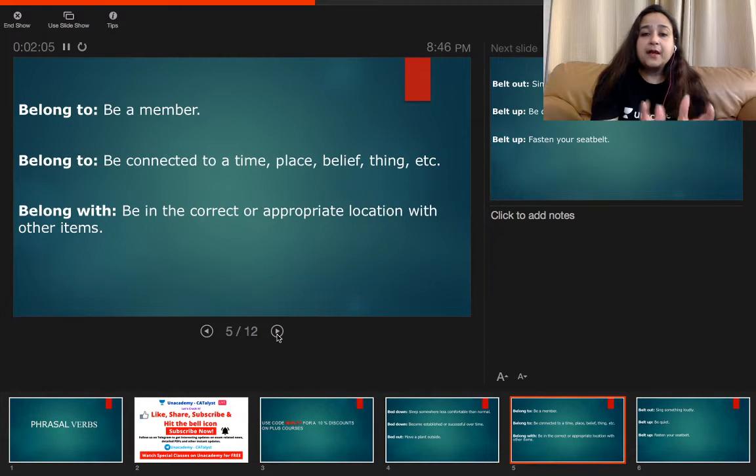Okay. Then belong with basically means that these things have to be kept together. So you say that the pen belongs with the eraser and the sharpener. You want to put those things together. The cookery items belong with the other utensils in the kitchen. It means it has to be put there, it is a part of that thing. So those were the phrasal verbs with belong.